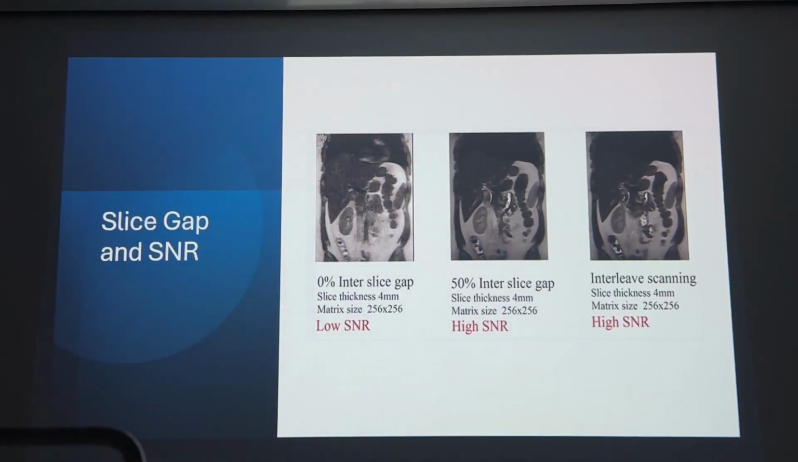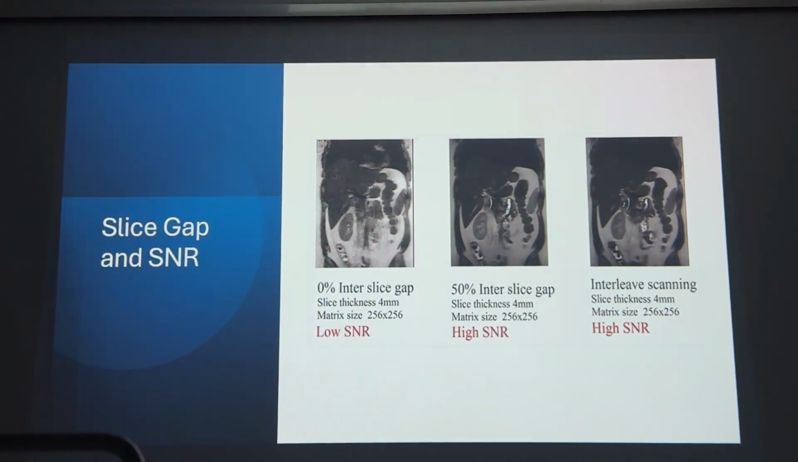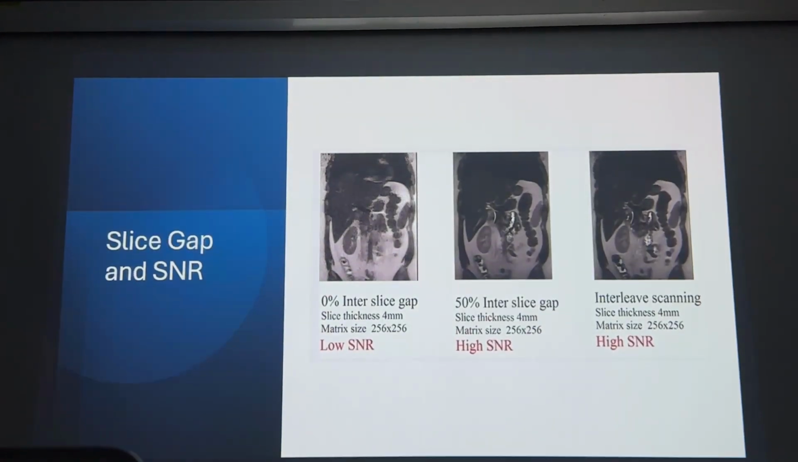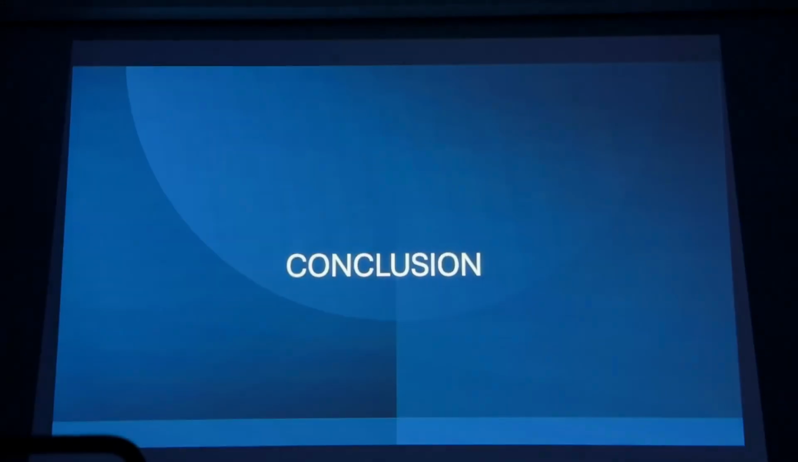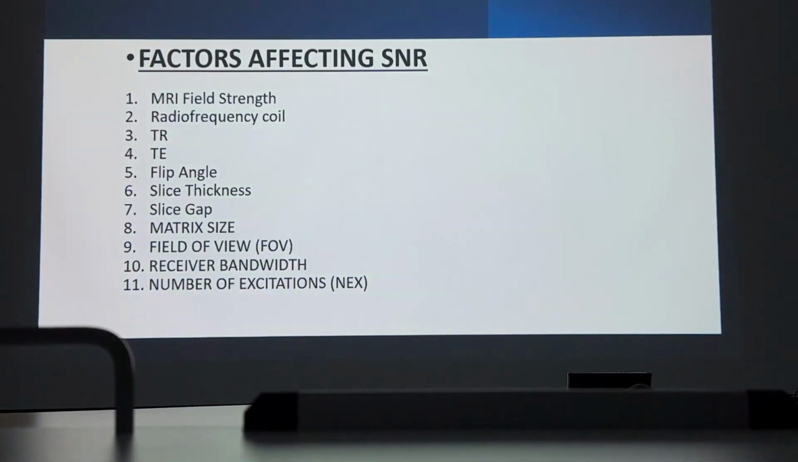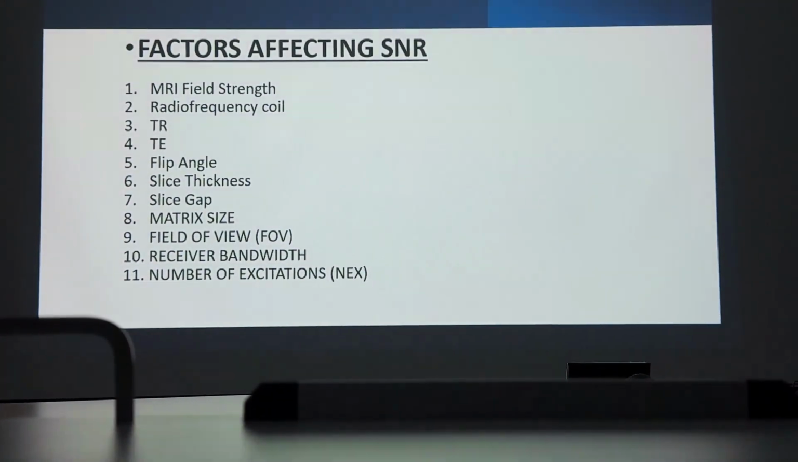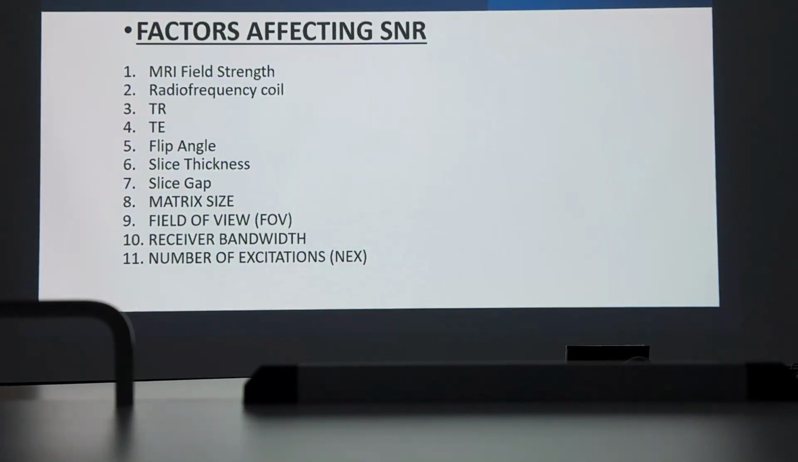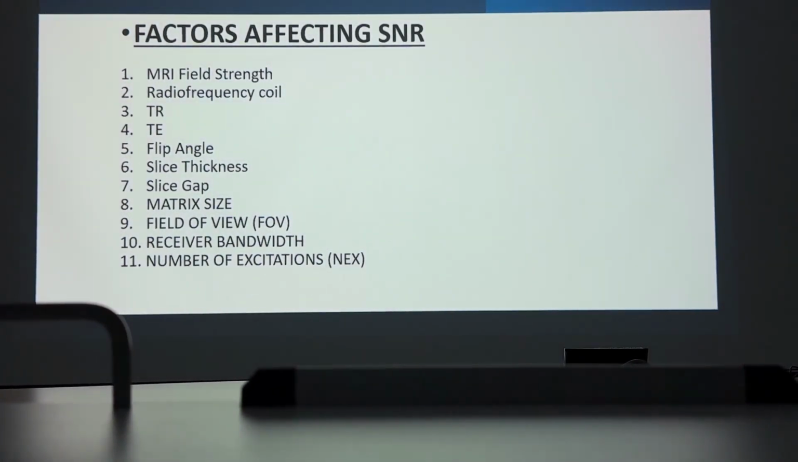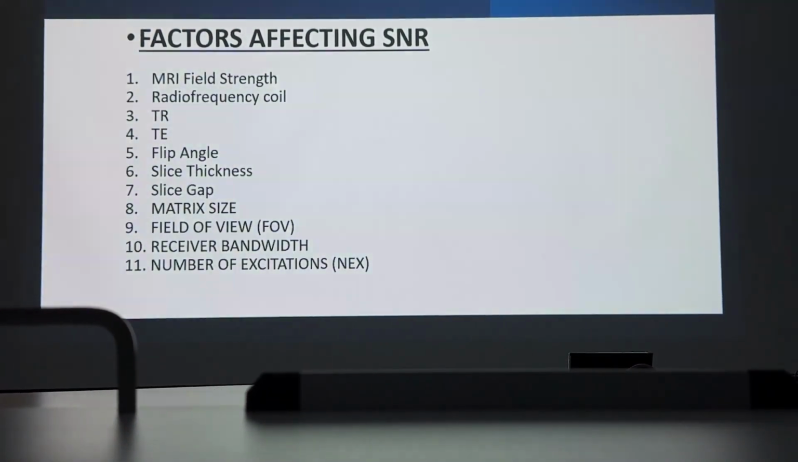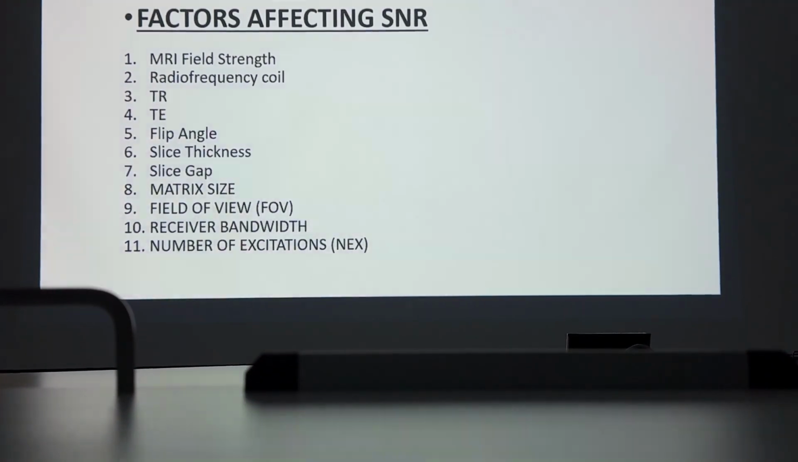Usually the optimal SNR is 100%. Below that, the quality of the image starts to reduce. And by this we come to our conclusion, where we will list the factors affecting SNR directly and name them quickly: MRI field strength, radio frequency coil, TR and TE, flip angle, slice thickness and slice gap, matrix size, field of view, receiver bandwidth, and number of excitations.